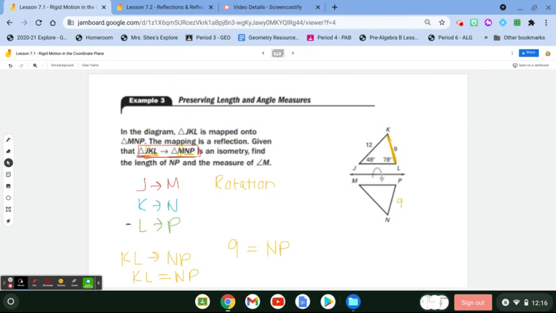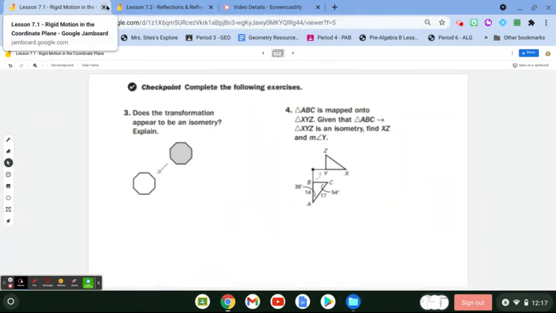Okay, the next thing that you were asked to do is to find the measurement of angle M. Well, the measurement of angle M has to match the measurement of angle J. We know the measurement of angle J equals 48 degrees. So therefore, the measurement of angle M also has to equal 48 degrees. So again, because we had an isometry, we can make those angle relationships and side lengths equal to one another.